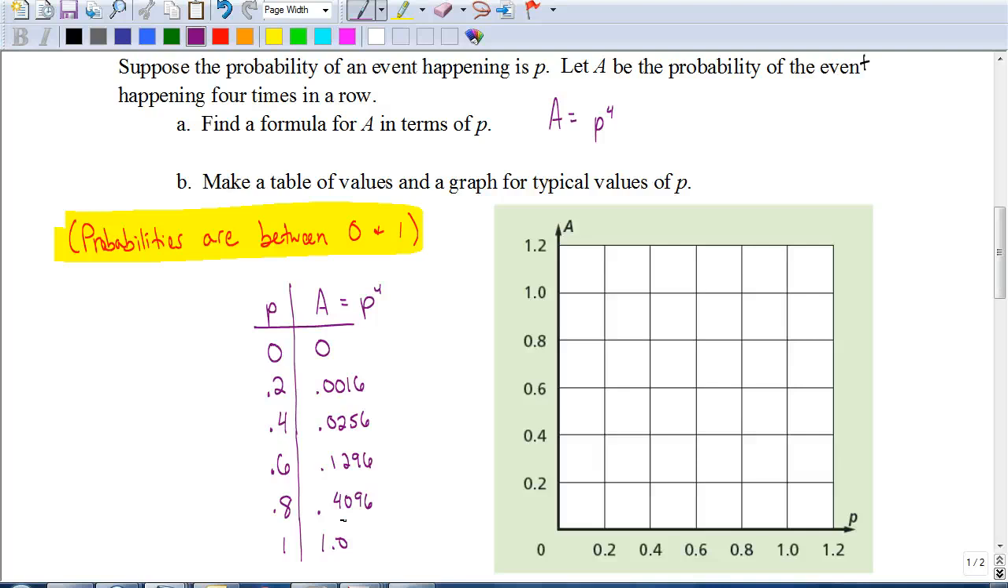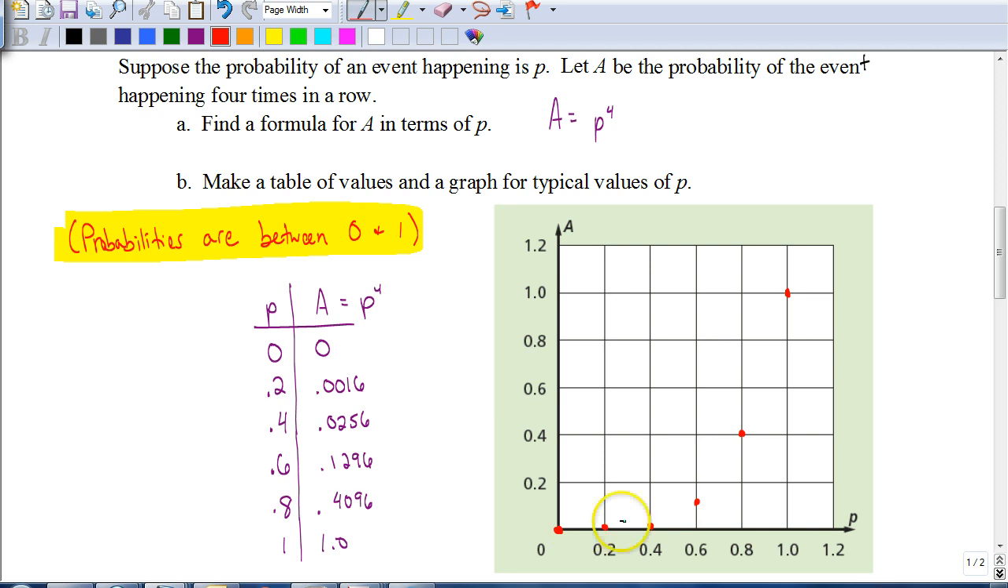So if we graph this to see what the graph would look like in this scenario, 0.0 would be here. 0.2 and 0.0016 would be barely off the line there. And 0.4 and 0.0256 would still be barely off the line, but we'll put it a little bit higher than the previous one. 0.6 and 0.1296, well now we're a little bit over halfway here. And 0.8 and 0.4096 would be just a little bit past 0.4. And now 1, it's got a probability of 1.